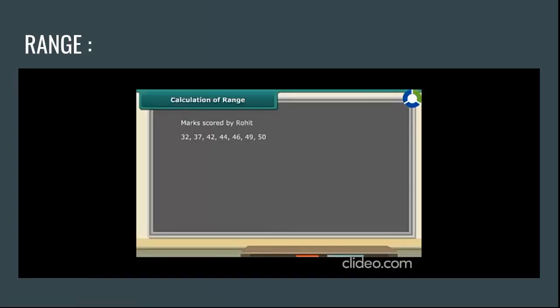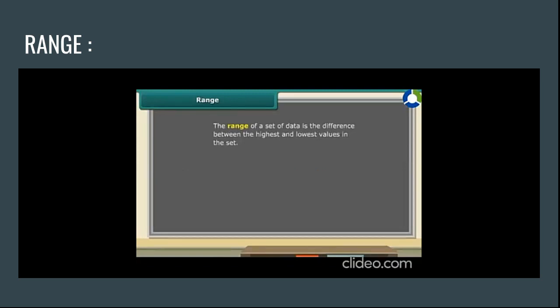How to calculate the range of the given data. Here the marks scored by Rohit are given: 32, 37, 42, 44, 46, 49 and 50. First let us find out the mean for this one. Mean is nothing but sum of all values by number of values. So the sum of observations is 300 and the number of observations is 7, so 300 by 7.